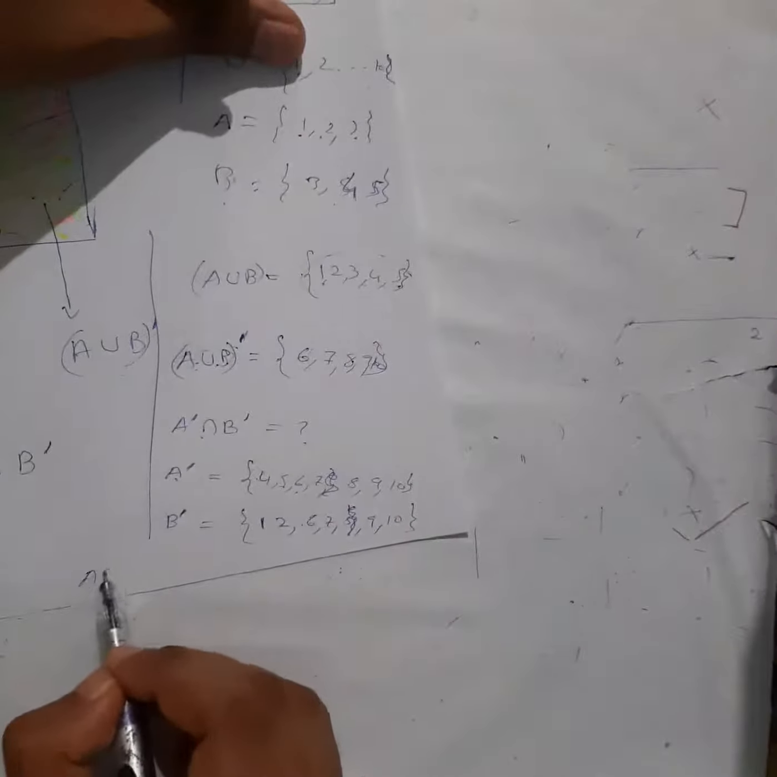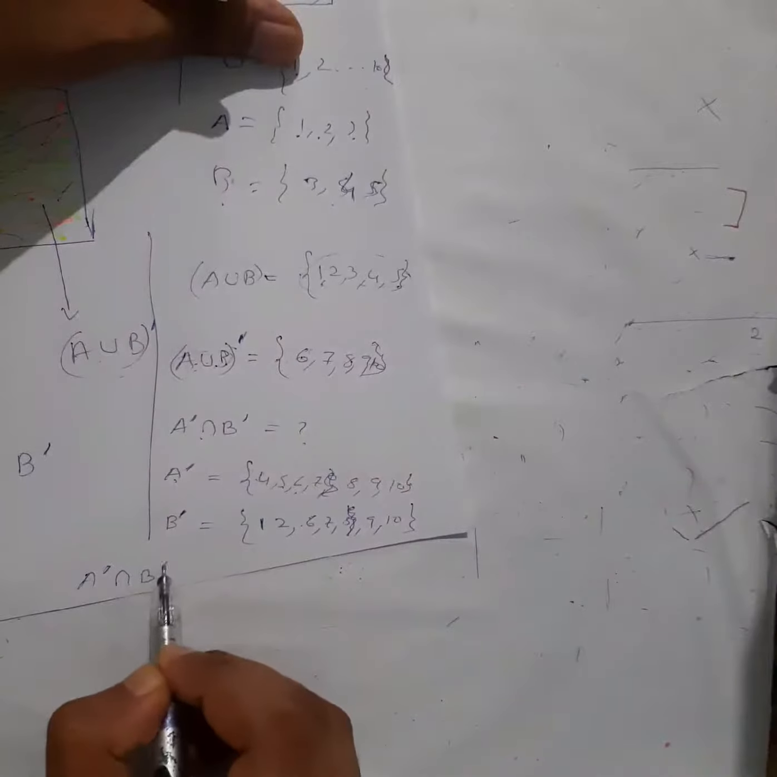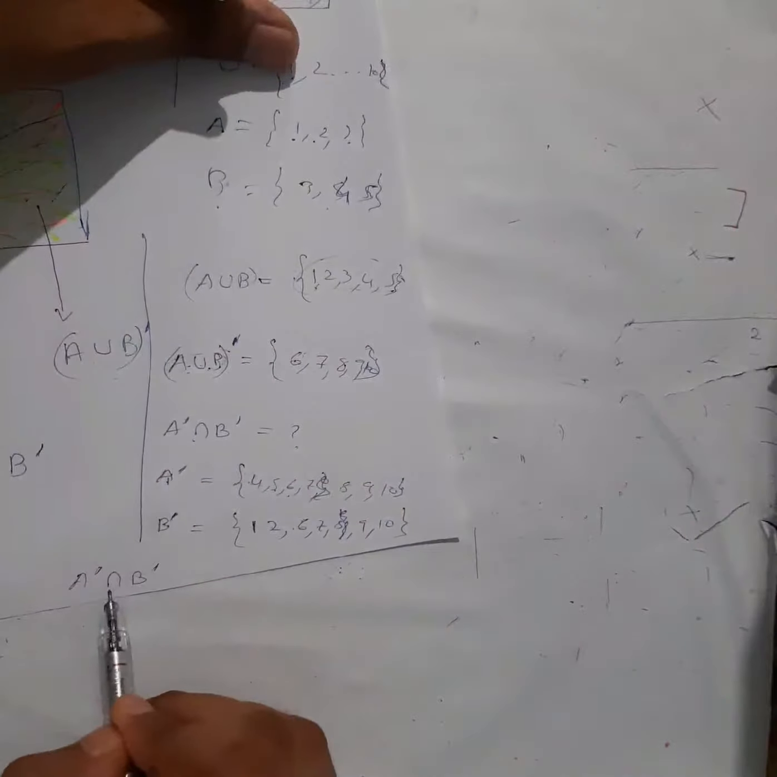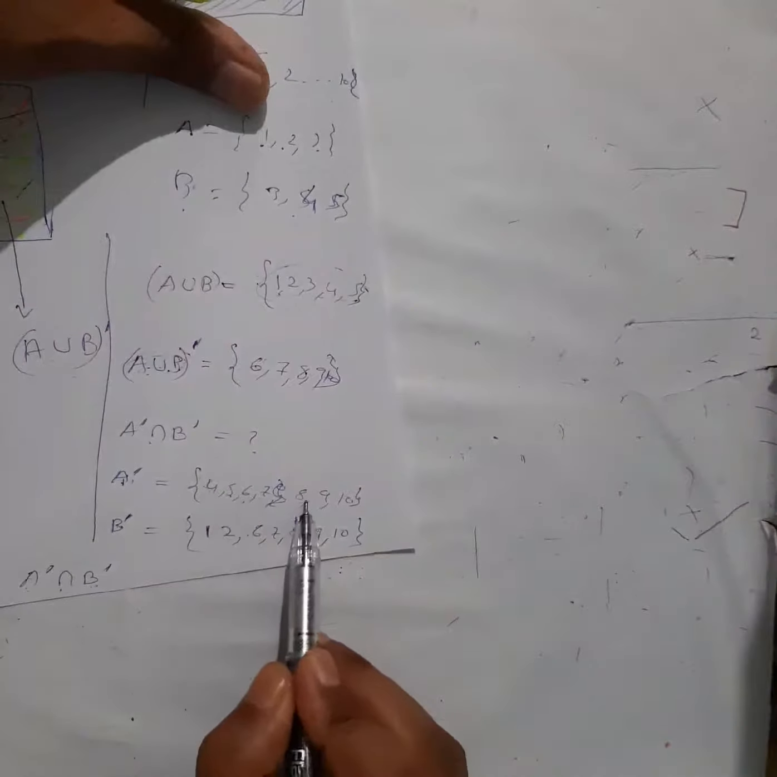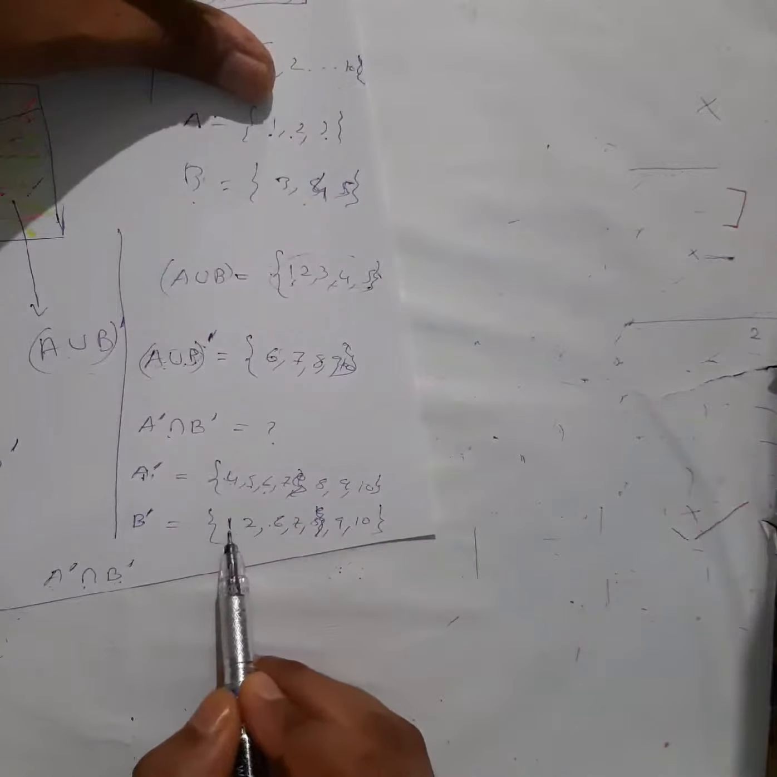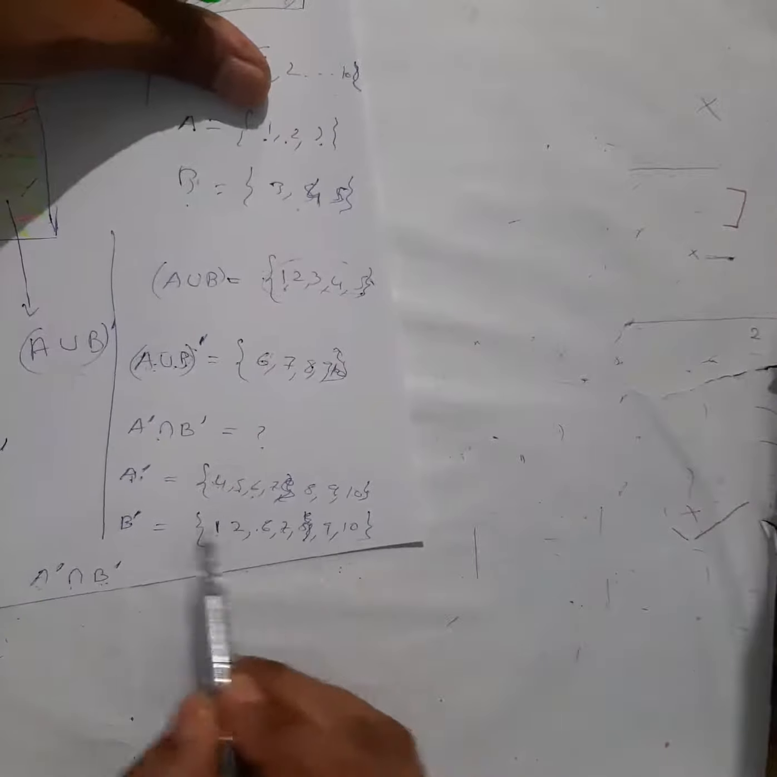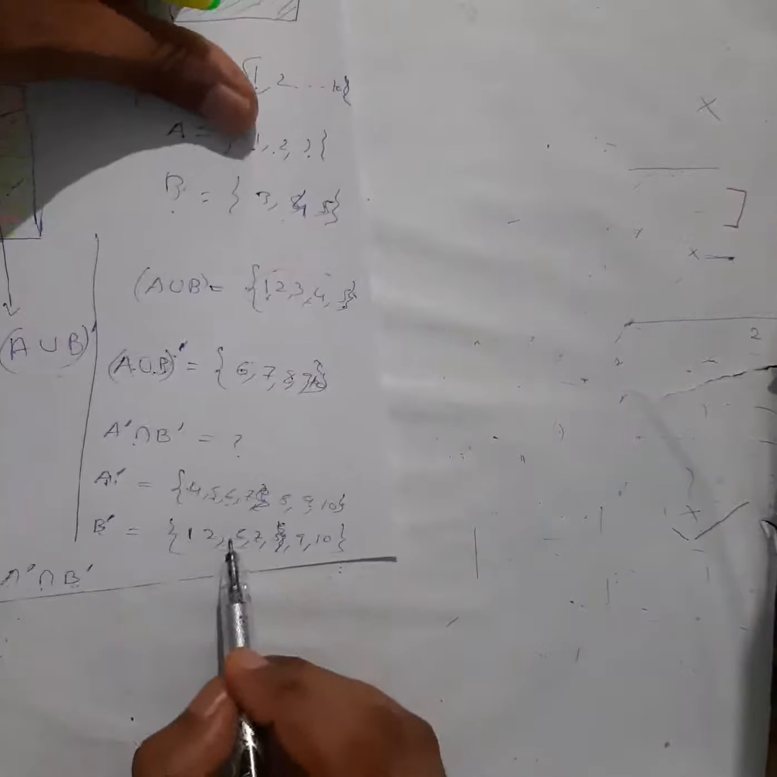Okay, now what will be A complement intersection B complement? It means common between these two sets. So 4, 5, 6, 7, 8, 9, 10 are the elements of A complement, and 1, 2, 6, 7, 8, 9, 10 are the elements of B complement. So what is common between these two?